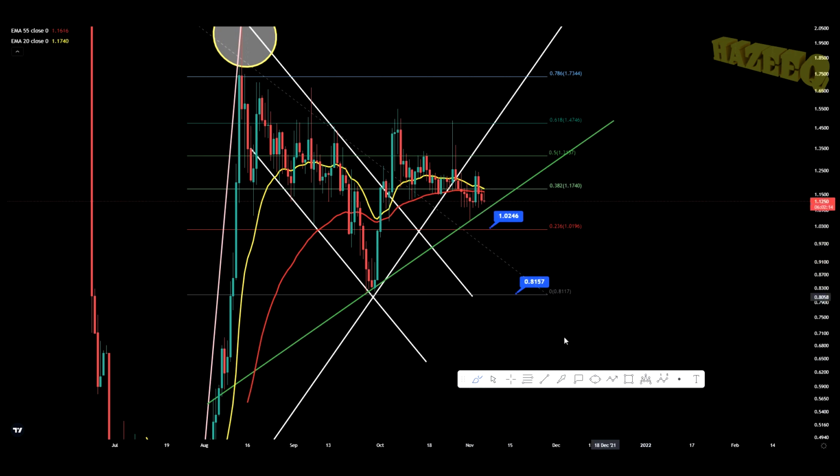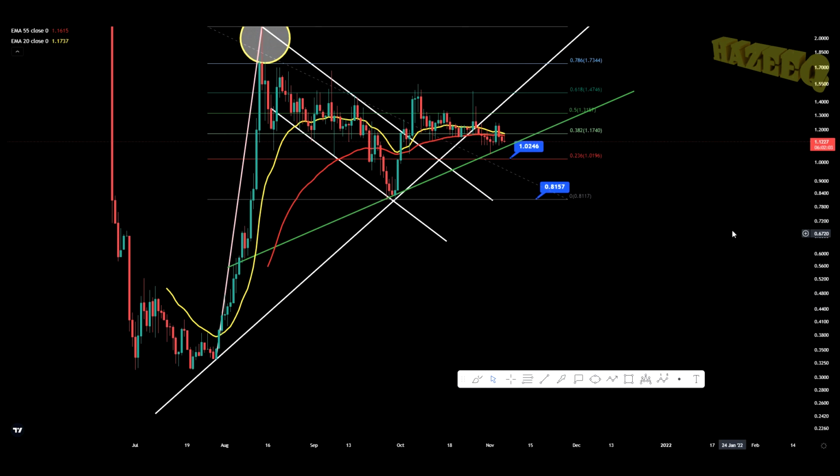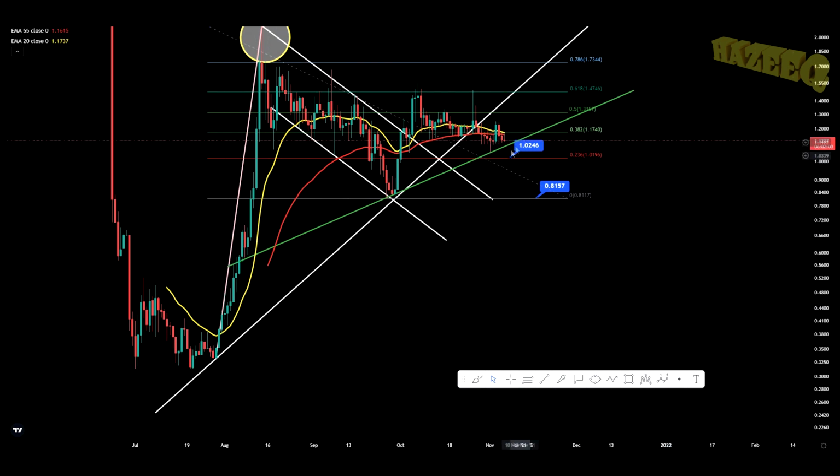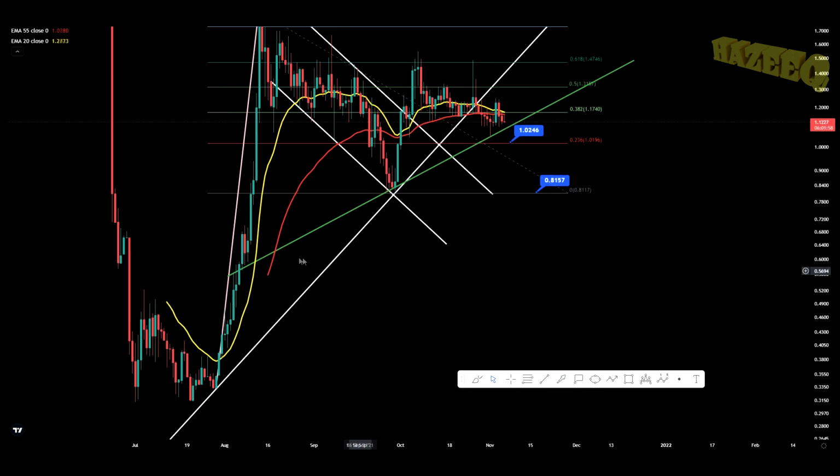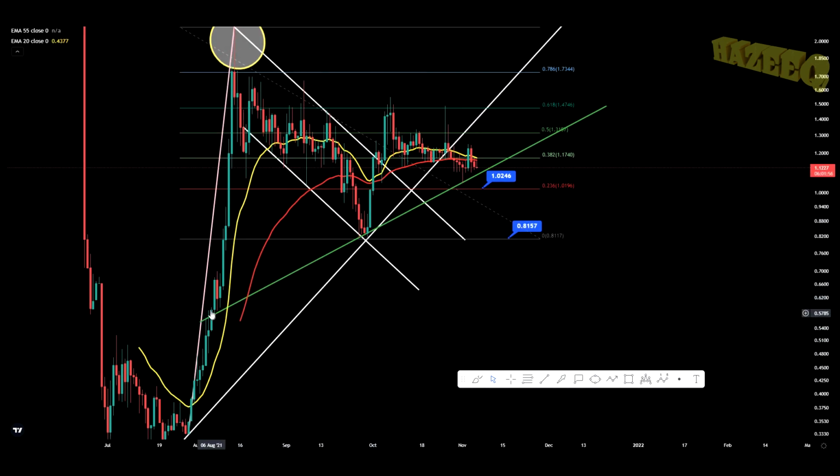So yeah, we lost the trend line. I told you if we lose this green trend line, then you should look at support at the 382, and you should look to dollar cost average once you start getting below the 55 EMA. And if you've been doing that, great, it's good for you. If we lose this green trend line, that is also a multi-month support trend line.